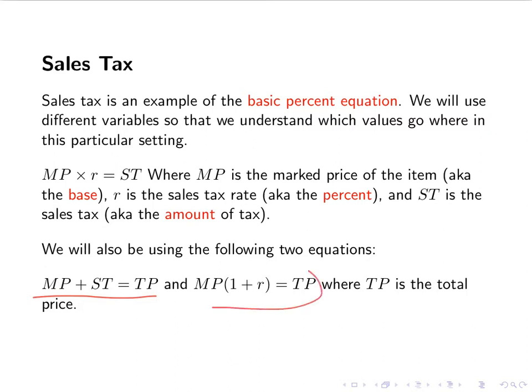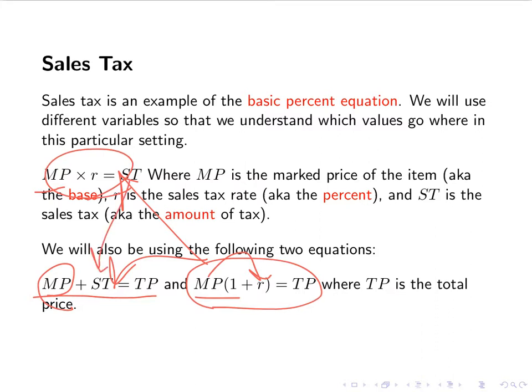The second equation, or the third equation really, is just this equation plus this equation put together. So MP times (1 plus R) equals TP. MP times 1 is MP. MP times R is this guy, which is ST. So we're really just combining those two equations to get that third one to make it look a little nicer.